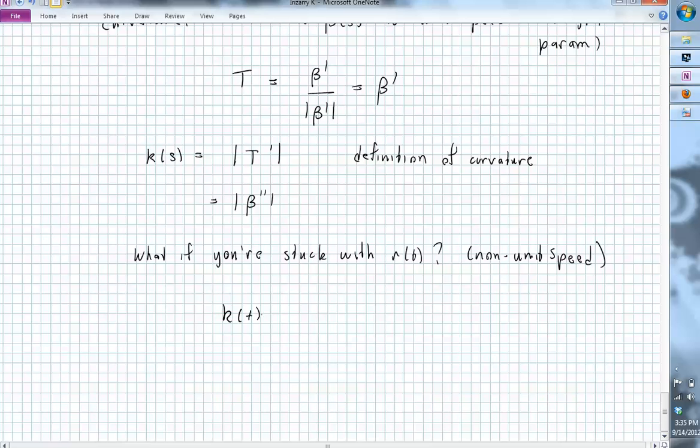Here's a nice formula. Oops, not alpha, R. So for lovely unit speed curves, if you want curvature, take the derivative twice and take the magnitude. If it's not unit speed, a little bit more work. Got to find r prime, got to find r double prime, find the cross product, find the magnitude, divide by the magnitude of r prime cubed.